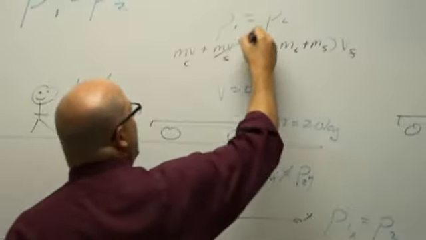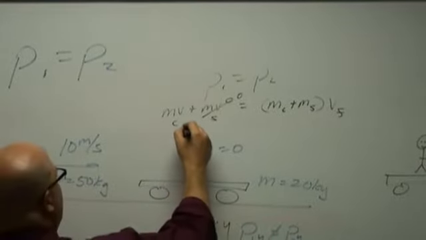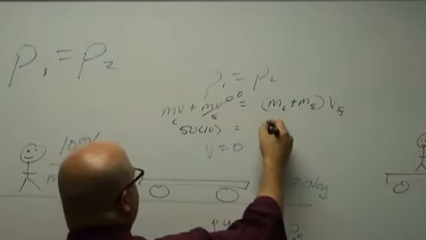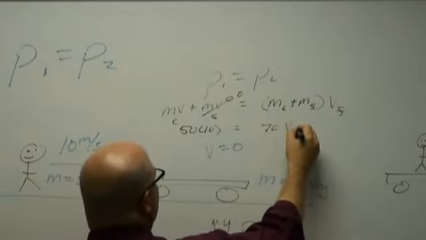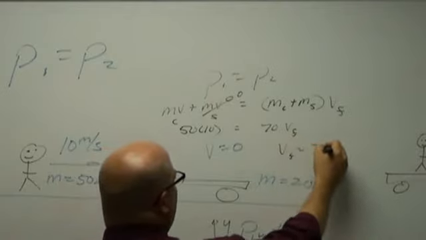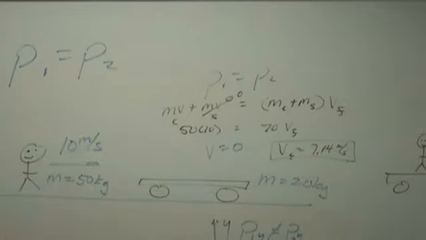Now the skateboard starts off with a velocity of 0, so I can zero that one out. I end up with 50 times 10 equals 70 times velocity final. So our final velocity is 7.14. Is that correct? Excellent. Piece of cake.